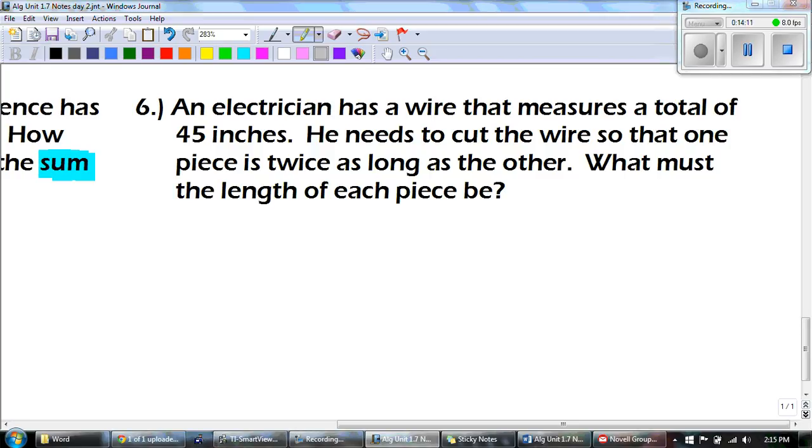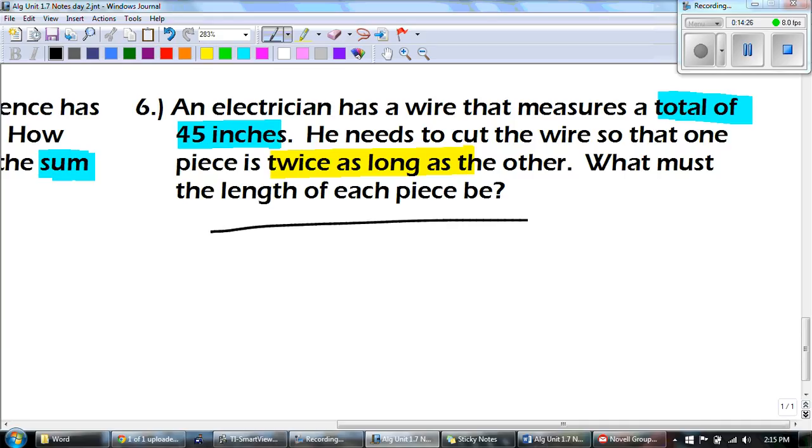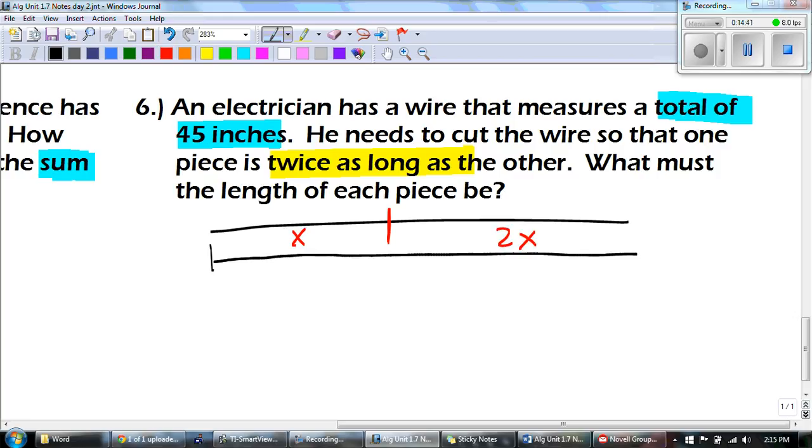So, an electrician has a wire that measures a total of 45 inches. He needs to cut the wire so that one piece is twice as long as the other. What must the length be? So, here's my wire. I need to cut it, okay, so that one is 2 times as long as the other. And I know that the whole wire is 45 inches.